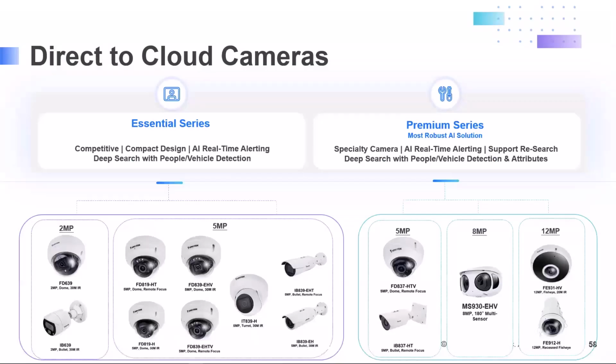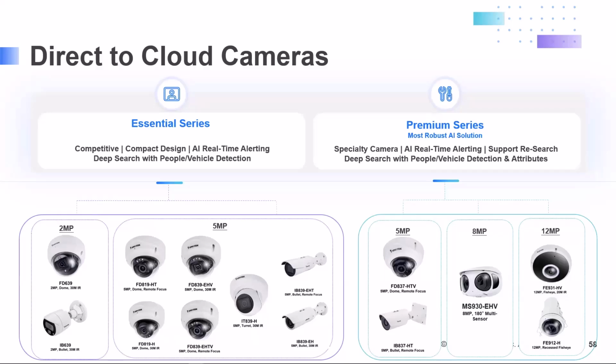All right, now for those of you that are wanting to go with the other solution, that's as easy as just connecting a camera to power and having an internet connection. We have our direct to cloud cameras. Those are two lines of cameras depending on the AI needs. We have our Essential series and our Premium series. The Essential series is our cost competitive line. They have a compact design and can also detect and search for both people and vehicles.